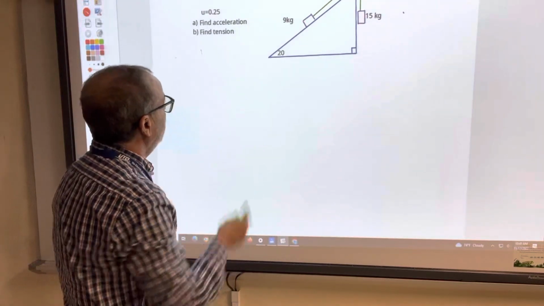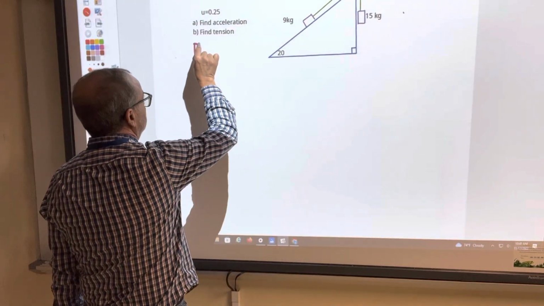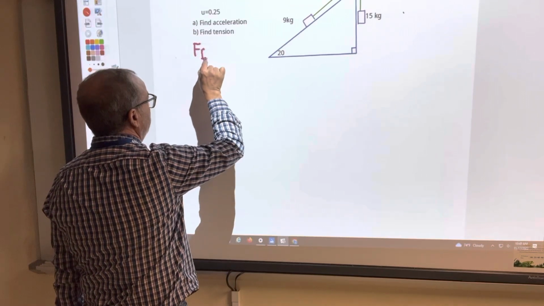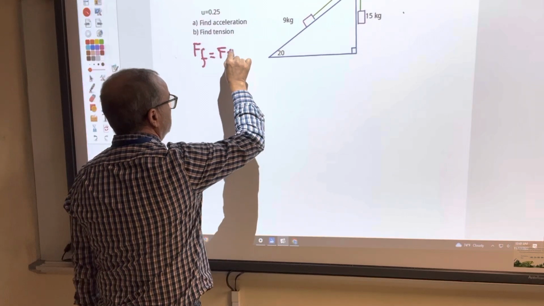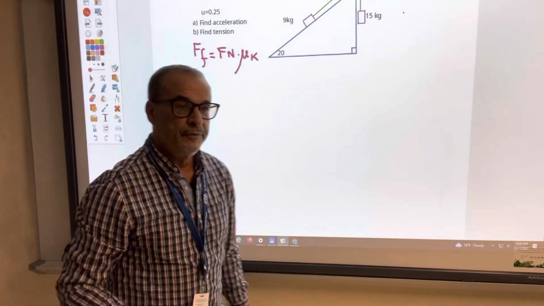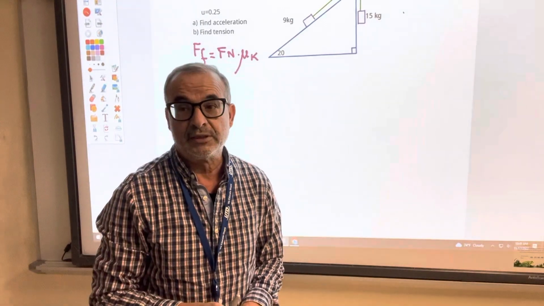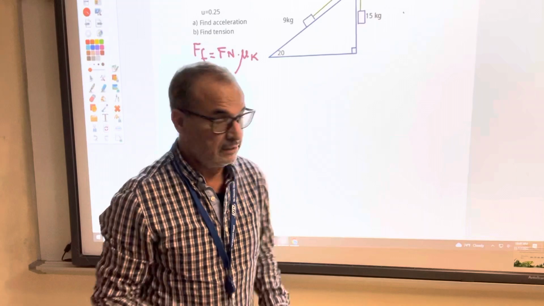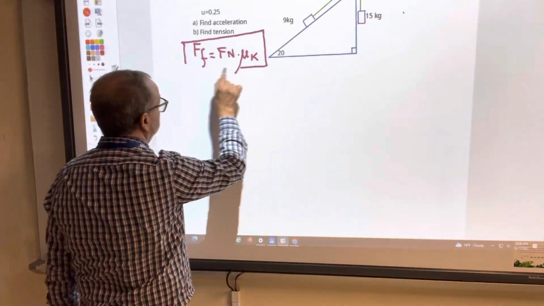The problem is about the new thing here, which is going to be friction. F_f is equal to F_n times mu_k. In this case it's kinetic, because the boxes are going to be moving, so we have an acceleration, so it's not static. And this is the new formula that we learned.